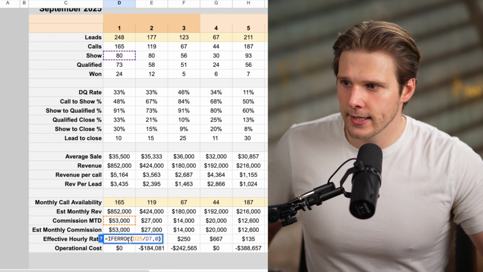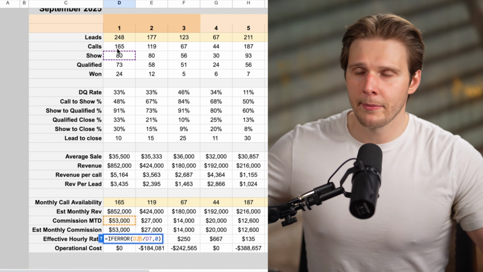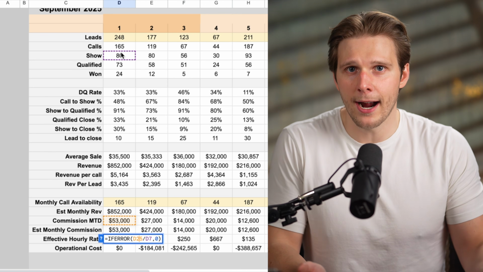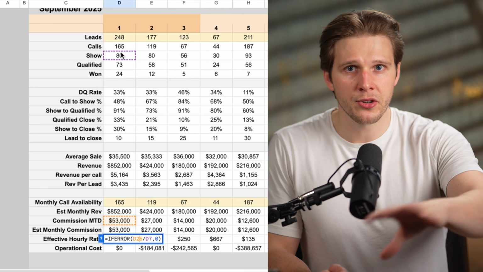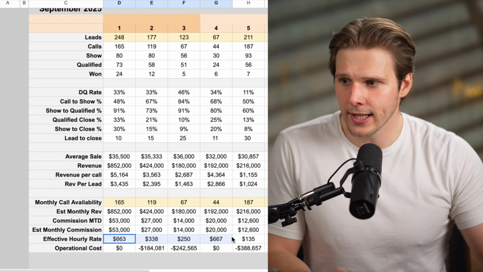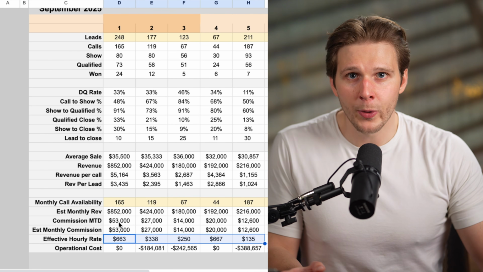And their effective hourly rate is just a calculation of the total commission earned month to date divided by the number of showed appointments they have. So whether someone shows up on a call, which is an hour-long call, and they spend either 30 minutes or 45 minutes or an hour, we just round up to the whole hour, and this is their effective hourly rate for showing up to one of those sales calls and pitching someone based off of what they already have earned this month.